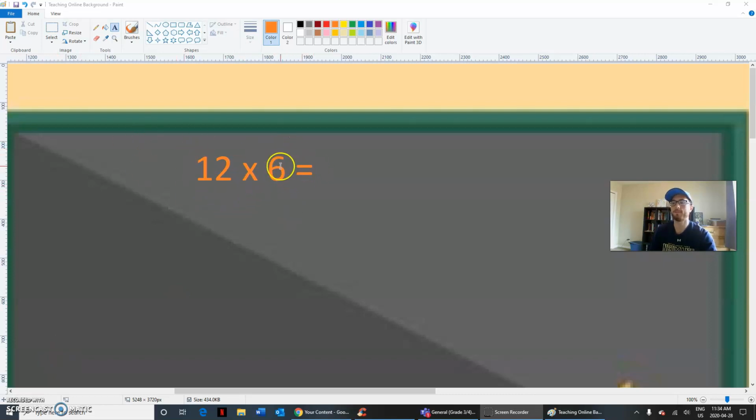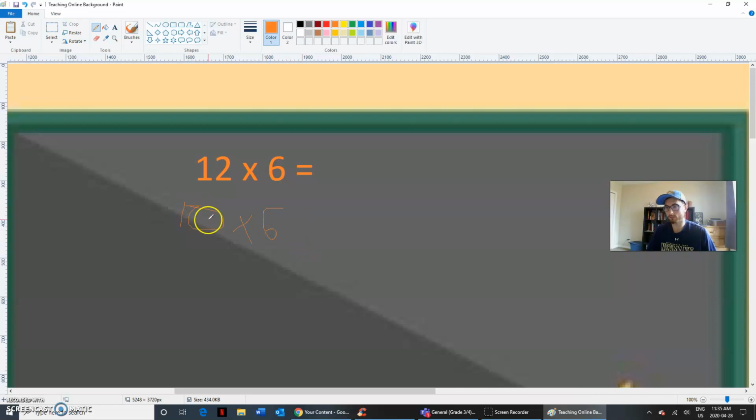So, like 12 times 6, for example. Well, really, that's just 12 groups, and each group has 6 in each. So I can break it down and think of it different ways. I could think of it as 6 times 6 plus 6 plus 6. I could think of it as 8 times 6 plus 4 times 6. For right now, I'll give you the example. It's the same as 10 times 6.